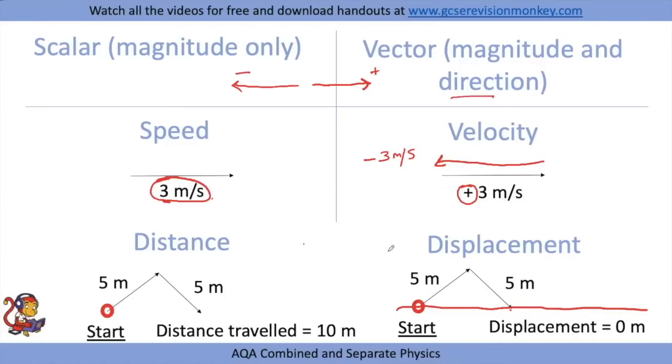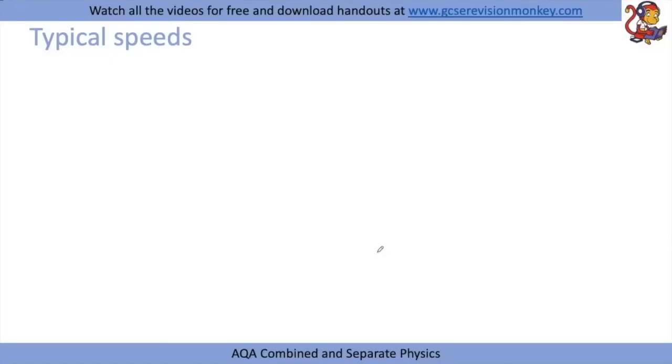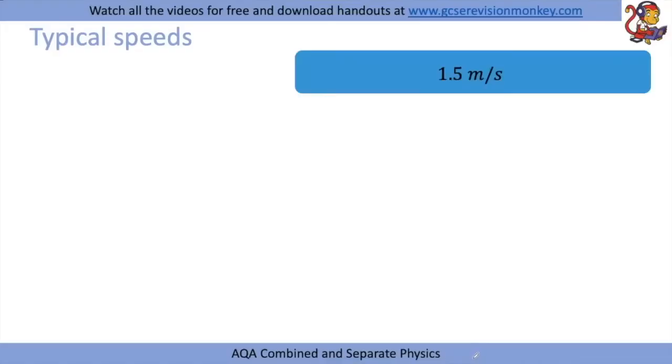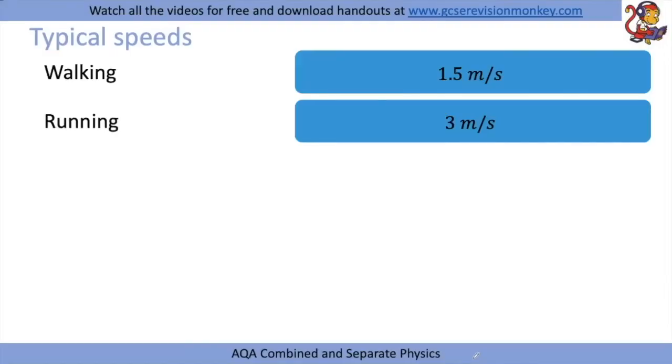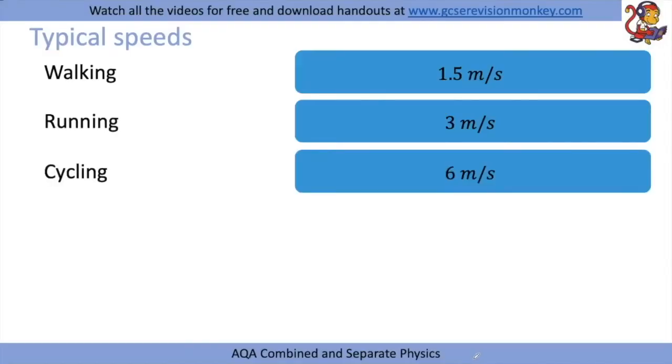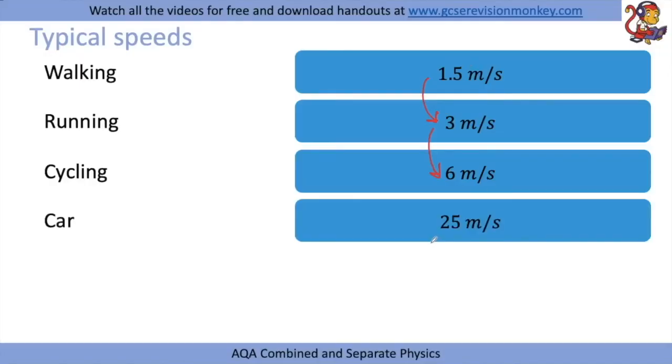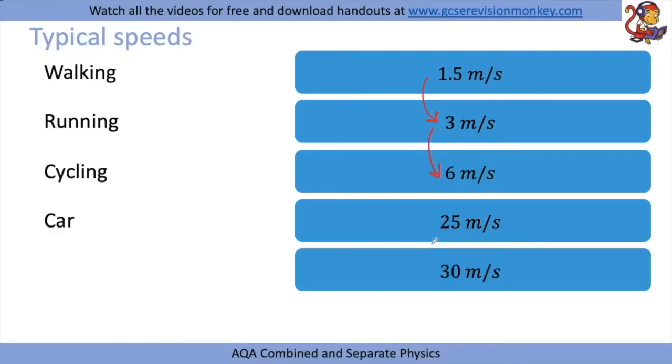You need to learn some typical speeds off by heart, so I suggest writing these down and having them on some revision cards to learn them. These are walking, 1.5 meters per second, running, 3 meters per second, cycling, 6 meters per second. If you remember walking, running, cycling, each time these are doubling up. These are typical speeds. And then you also need to know for some other modes of transport, which is a car, 25 meters per second, a train, 30 meters per second, and an aeroplane, 250 meters per second.